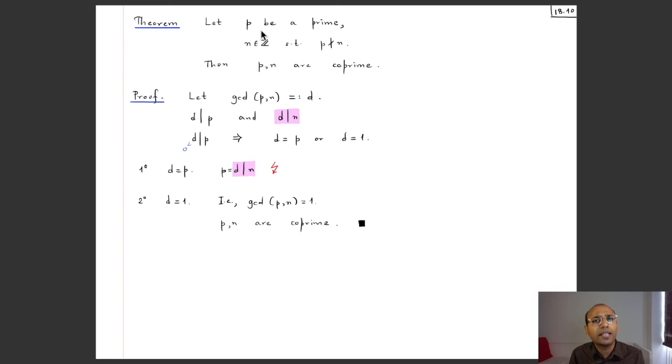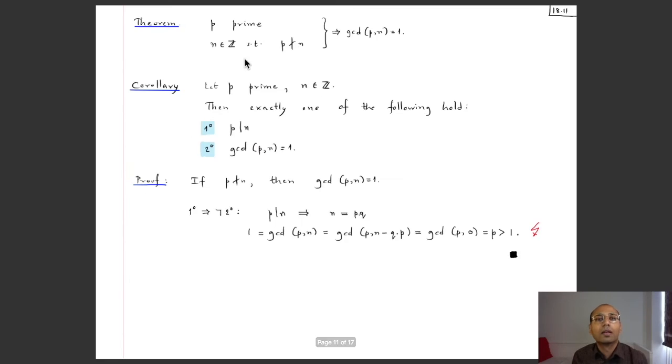So once again it says that if p is a prime and n is any integer that p does not divide, then p and n are coprime. So we have just proved the theorem which says that if p is a prime number and n is an integer such that p does not divide this integer, then the greatest common divisor of p and n is 1. In other words, p and n are coprime.